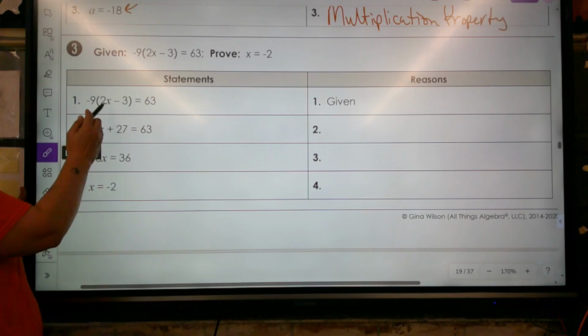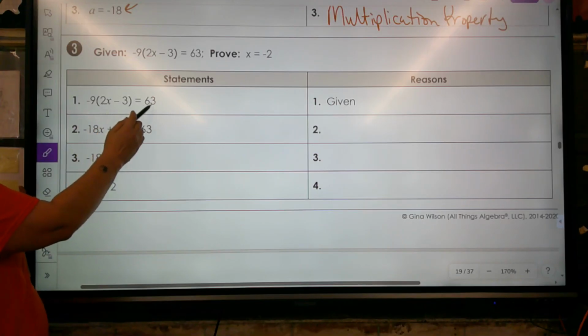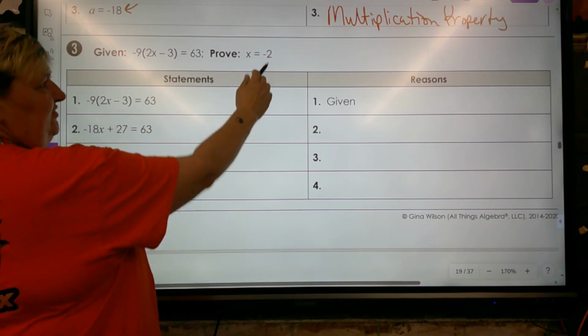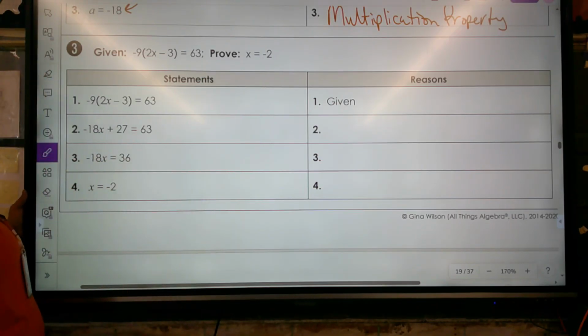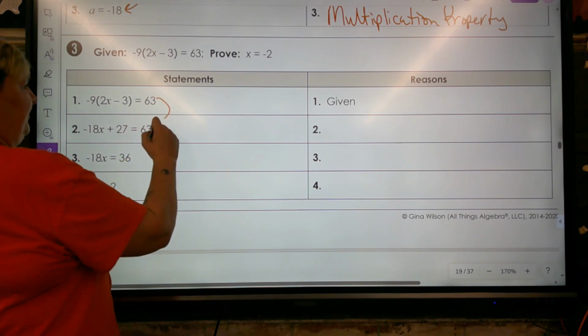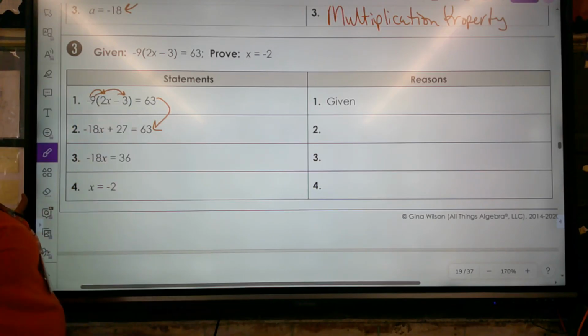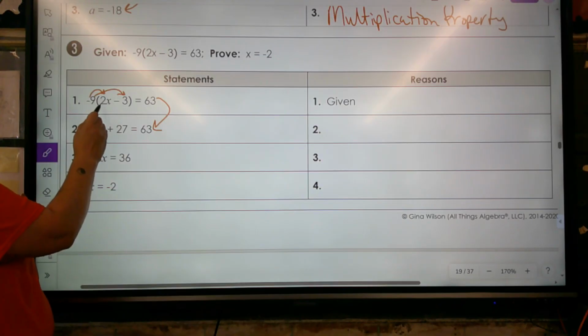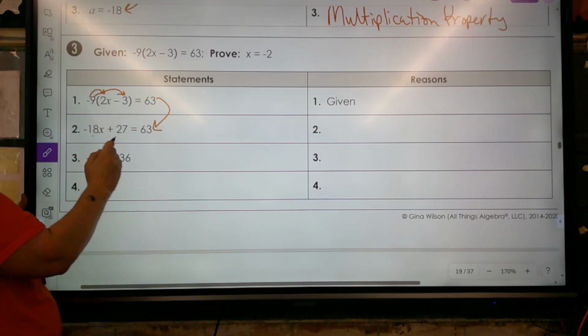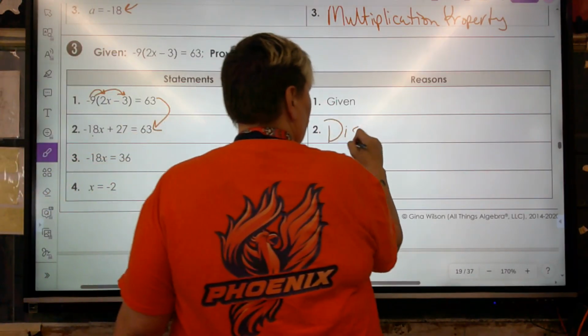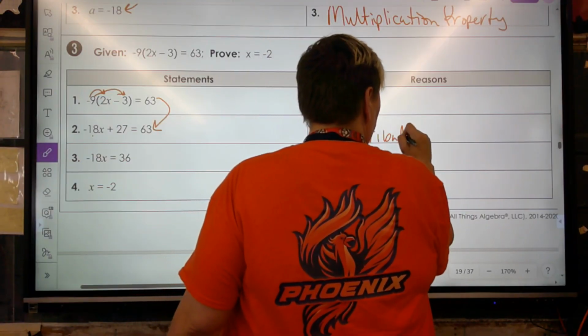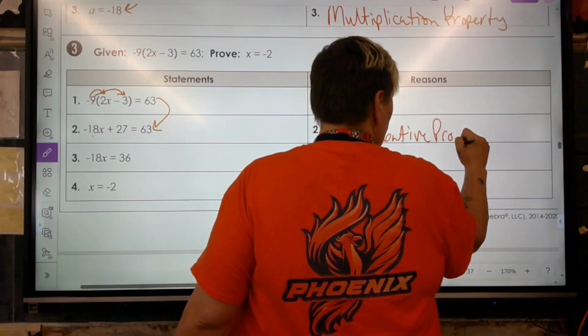Given negative 9 times the group 2x minus 3 is equal to 63, prove that x is equal to negative 2. Step 1, we're given the equation. To get from here to here, it looks like we distributed negative 9 times what's inside the parentheses. Negative 9 times 2x is negative 18x. Negative 9 times negative 3 is positive 27. So the first thing we used was distributive property, because we couldn't do anything with the parentheses in the way, so we had to get rid of them.